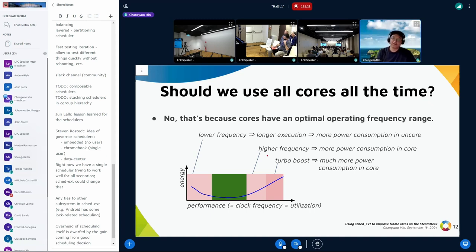But on the other side, the clock frequency is too low, right? Then the execution of a job is going to be very long. So it also consumes more power on the uncore side, like outside of the CPU core, like a memory controller or something like that. So because of the tension between these two, we have the green zone, which is the optimal operating frequency.